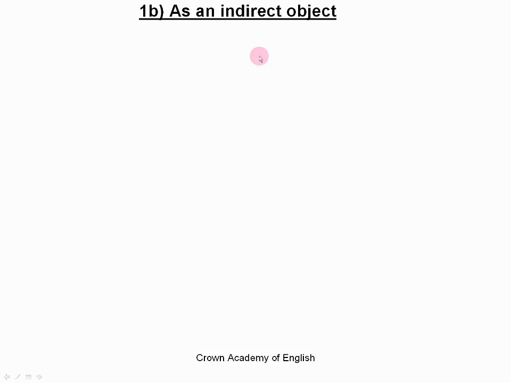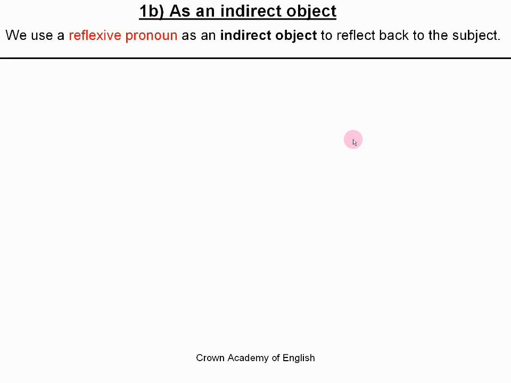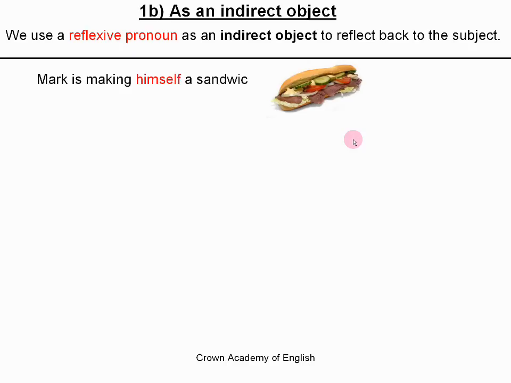Let's now look at the reflexive pronoun as an indirect object. So it is very similar. So we use a reflexive pronoun as an indirect object to reflect back to the subject. Example: Mark is making himself a sandwich.